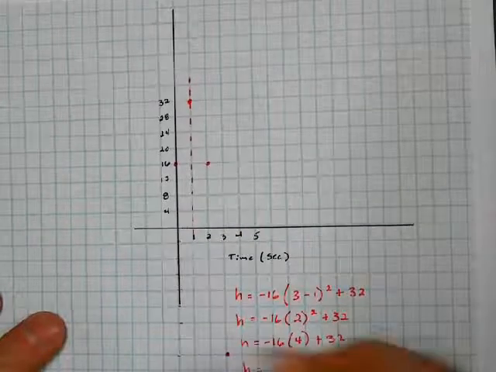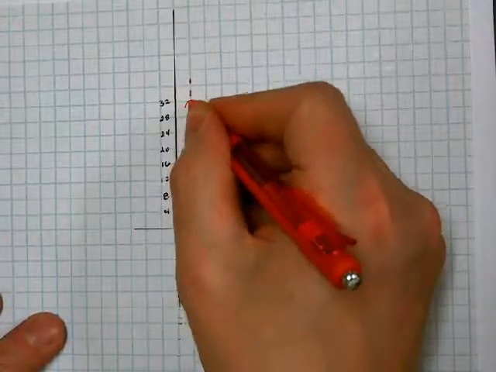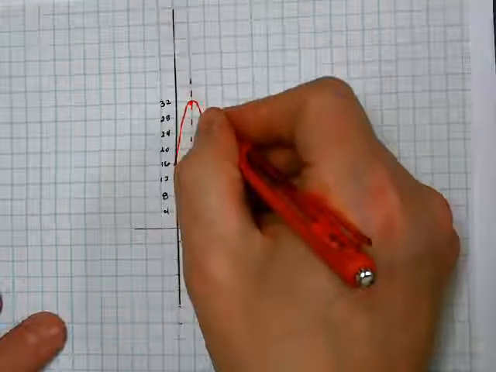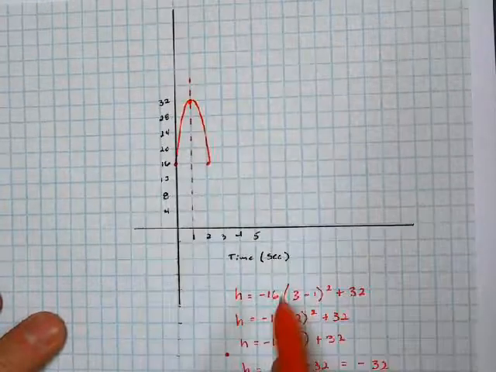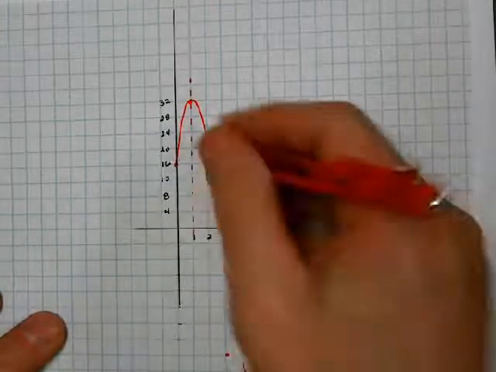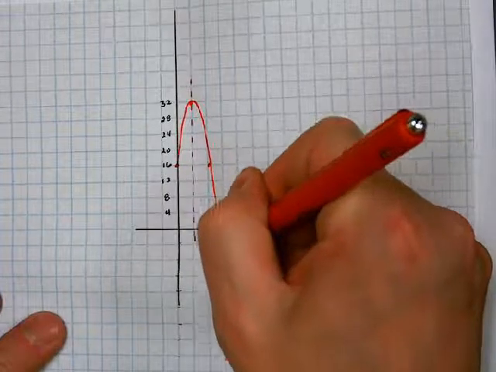So here's my parabola. You may be asking yourself, why is it so skinny? Well, it's because our A value is 16. It's got a really big A value. That's why this thing's stinking skinny. All right, so this one's going to go all the way down there.